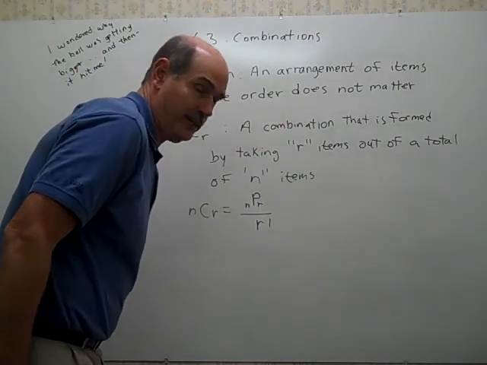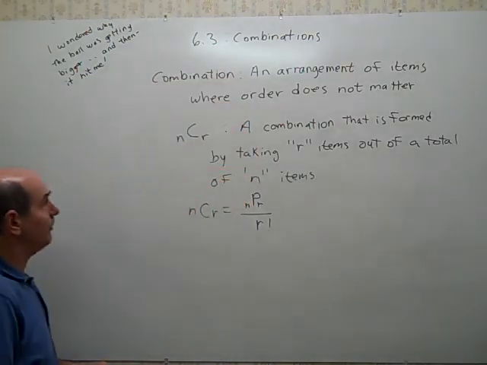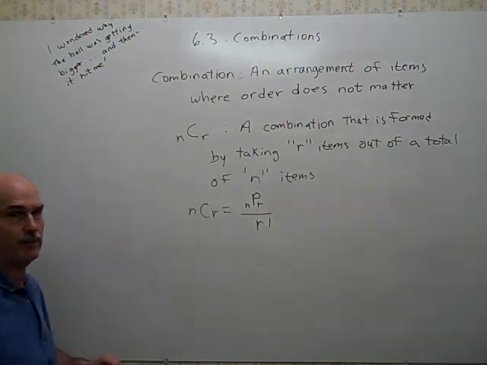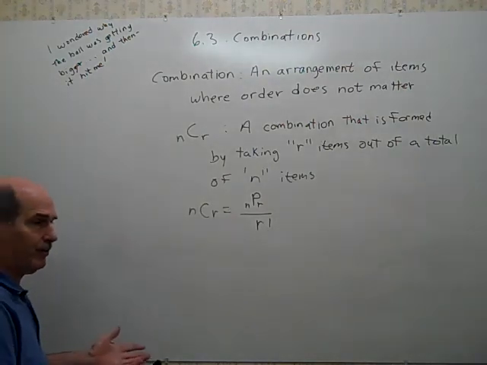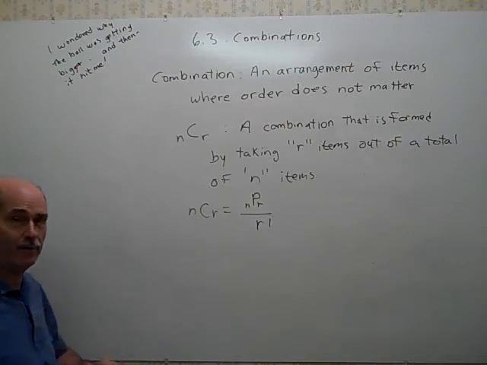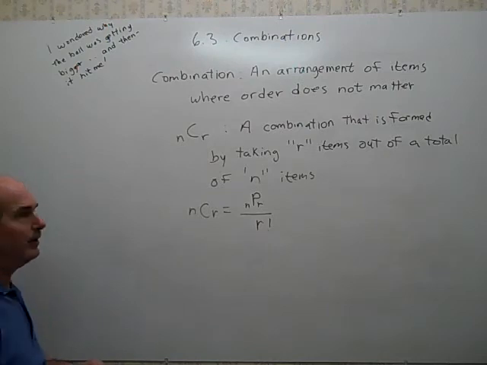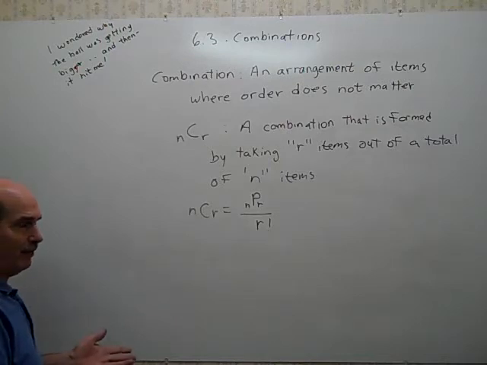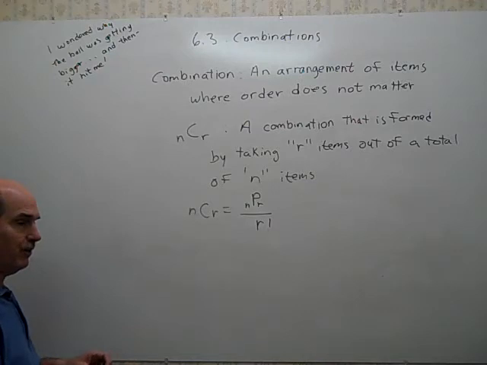Hey, this lesson is on chapter 6, lesson 3 on combinations. A combination is kind of like a permutation. It's a certain number of arrangements that is formed when you're picking things out of a set. But unlike a permutation where order matters, say you're picking letters from A, B, C, D, E, F, G, pick 3 letters at a time.